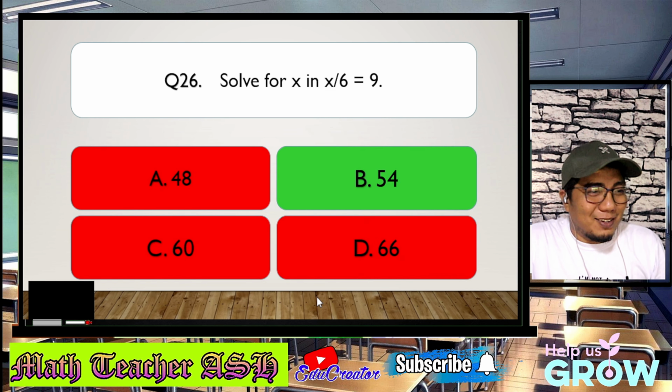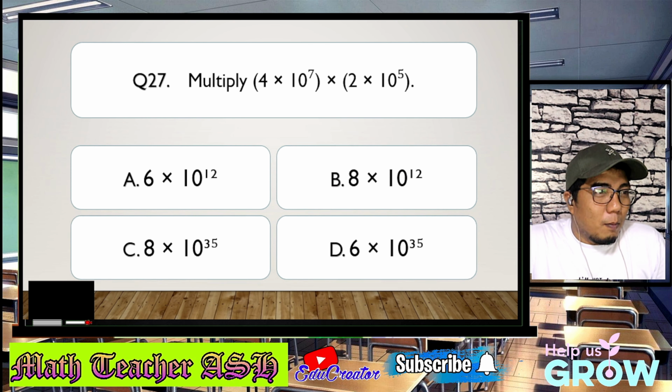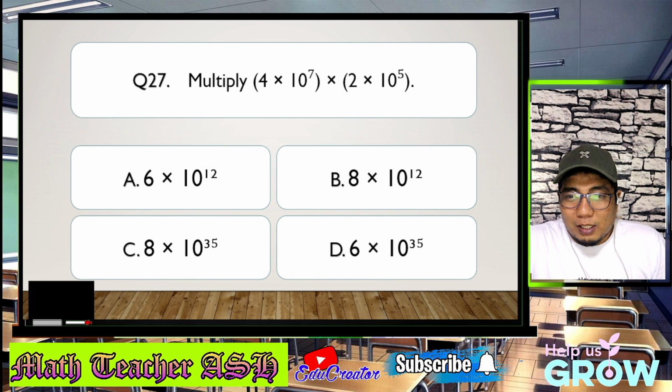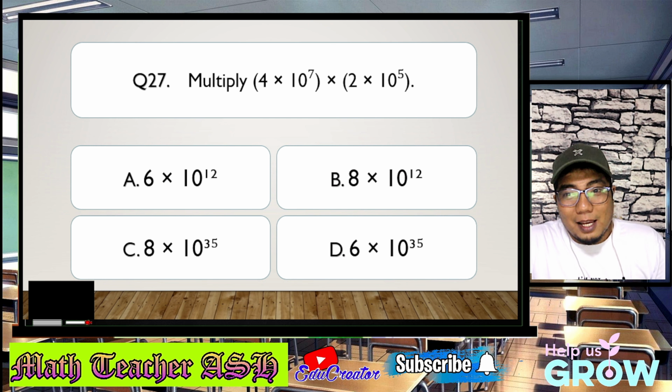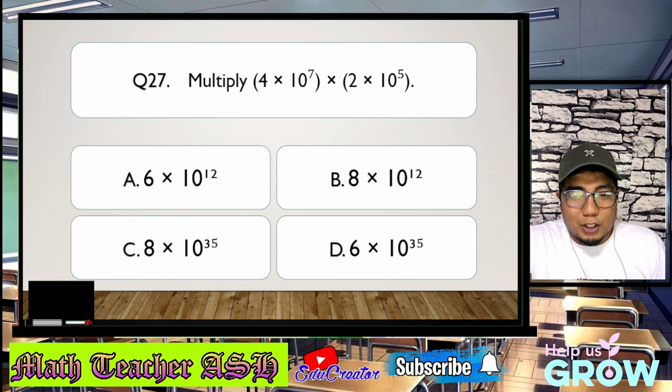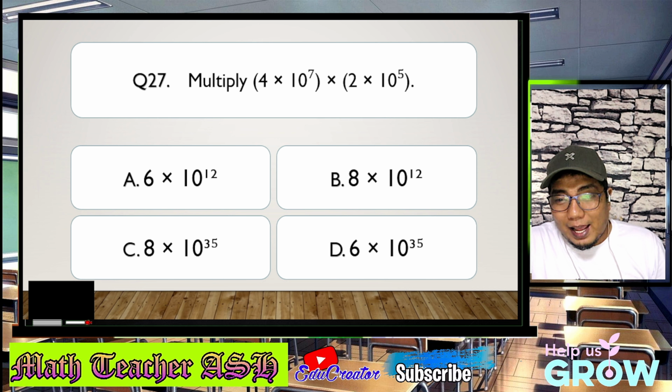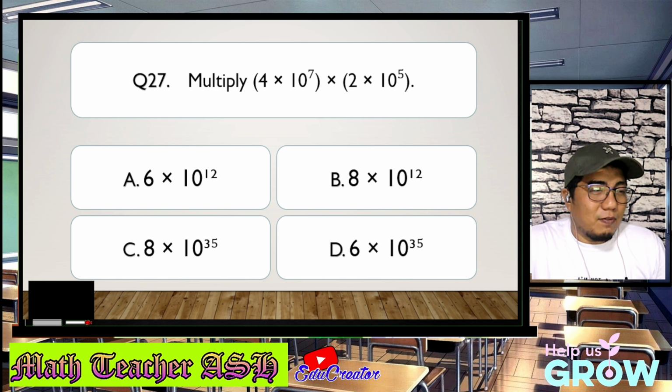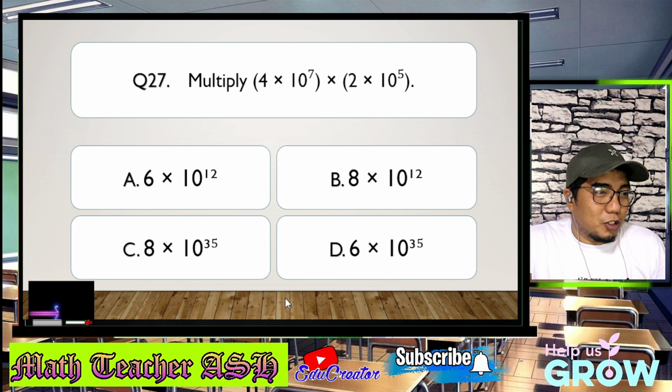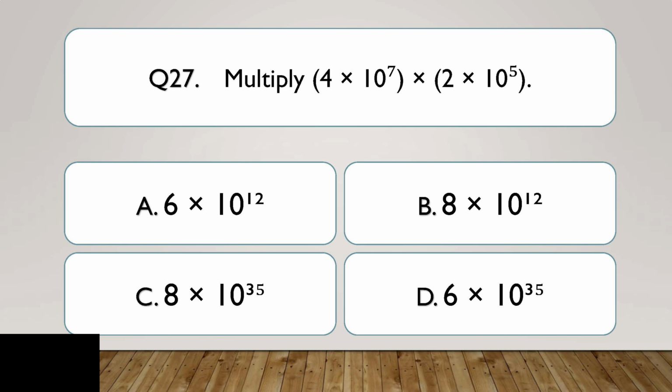Another mental calculation for you. Now, we go to question number 27. Multiply 4 times 10 to the power of 7 times 2 times 10 to the power of 5. Is it A, 6 times 10 to the power of 12, B, 8 times 10 to the power of 12, C, 8 times 10 to the power of 35, or D, 6 times 10 to the power of 35? I'll give you 5 seconds to think about your answer. 5, 4, 3, 2, 1.